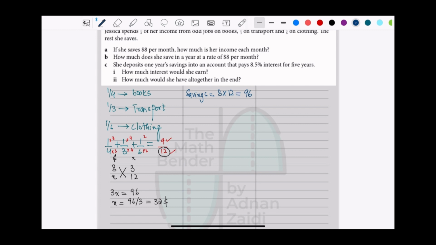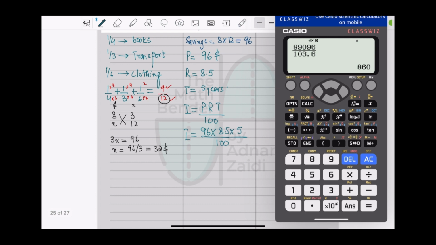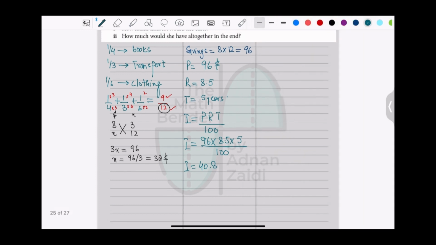In order to find out the interest, the first step is to take out the data. The principal that she has invested is 96, 1 year saving in her account. The rate at which the bank is giving her the profit or the interest is 8.5. The time till which she has to keep that money in the bank is 5 years. And you have to find out the interest. So I is equal to PRT over 100, and interest is going to be P, which is 96, times rate, which is 8.5, times time, which is 5 over 100. And 96 times 8.5 times 5, divided by 100, is going to be 40.8. After 5 years, the interest is going to be 40.8.